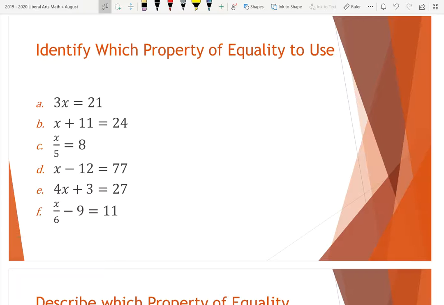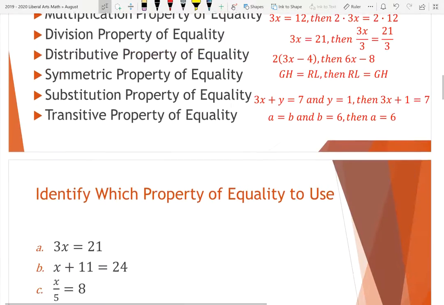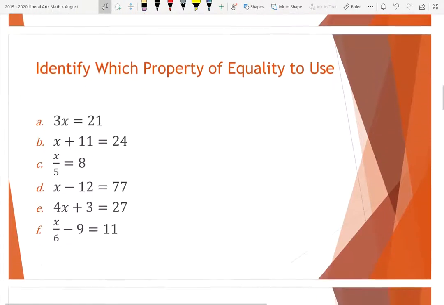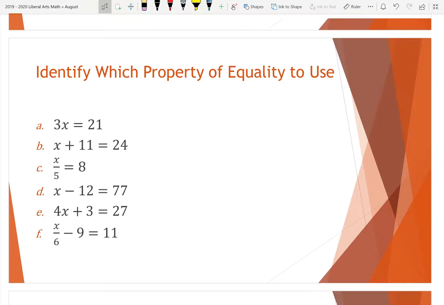So now, to solve these equations, we would use those properties of equality. But which property of equality would we use? So if we had A, 3x equals 21, to solve this equation, we would have to divide both sides by 3 so that we would cancel out this 3. That means we would be using the division property of equality. I'm just going to put POE for property of equality.